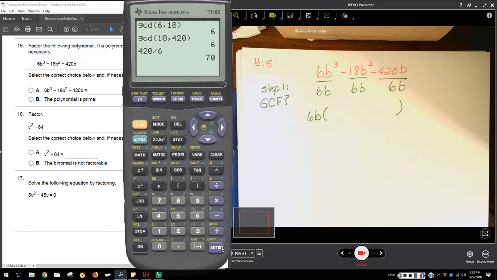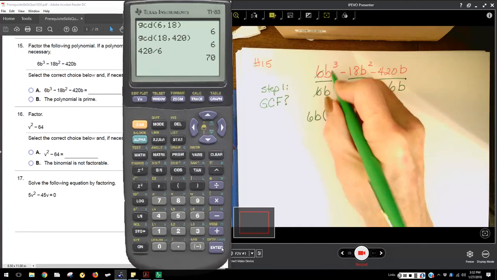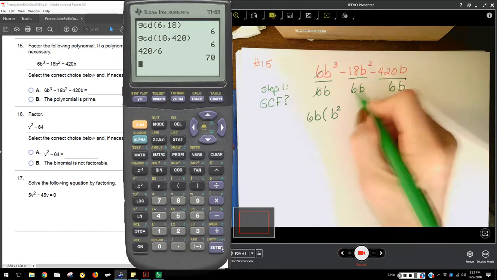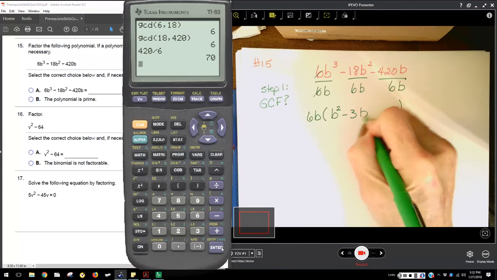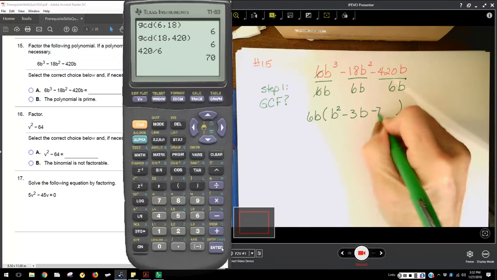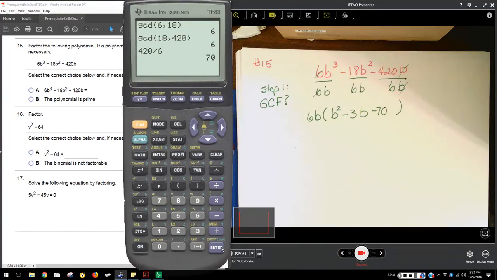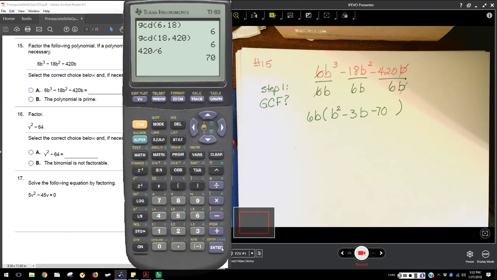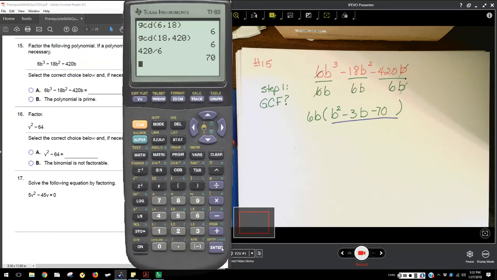Don't lose that. But 6 goes into 6 one time, and b cubed over b is b squared. 6 goes into negative 18 negative 3 times, and b squared over b leaves us with b. And 6 goes into negative 420 negative 70 times, and the b's, of course, in this case, cancel out completely. So now the question becomes, can I factor the trinomial that I'm left with after I factored out the greatest common factor?